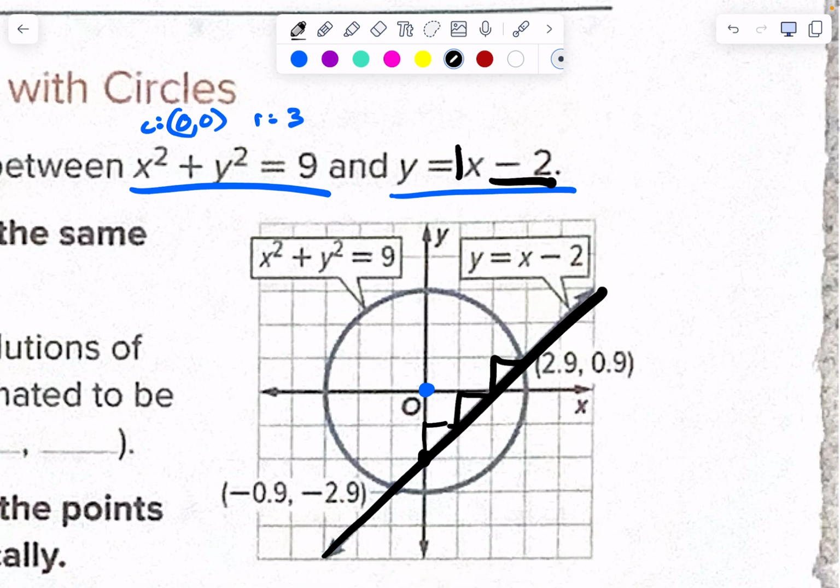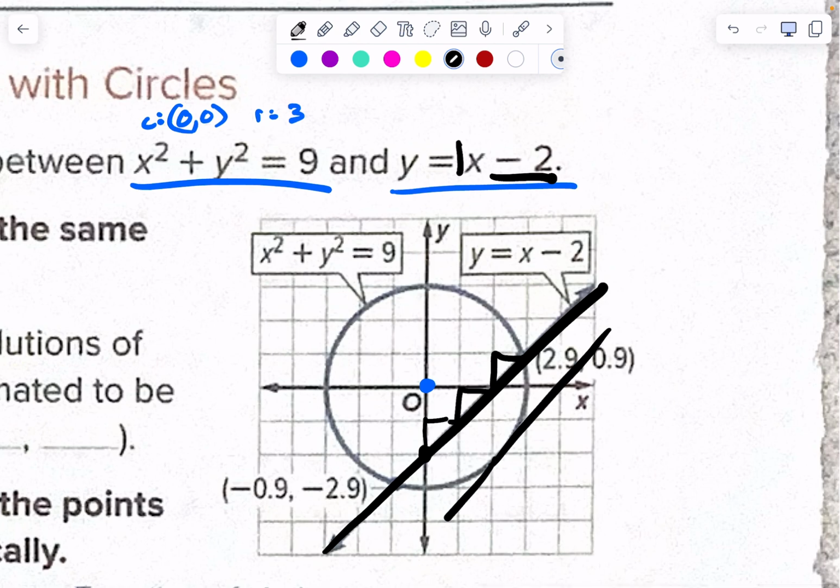Maximum, it's going to touch 2 places. Is there a way that it could only touch 1 place? If it was a tangent line. That's a very good answer. If it was only touching at that one spot, it totally could, right? Is there a way that it's going to touch at no places? If it was like over here, not even close to the circle. Is there a way it could touch at 3 places? Not if it's a linear function.